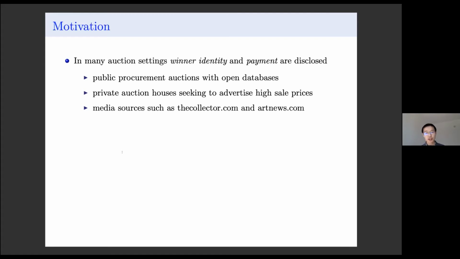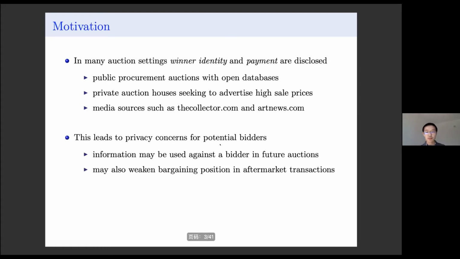In some of these situations, the winner identity may not be disclosed by the auction house, but oftentimes, such as in art auctions, the identity of the winner will somehow find its way to the media. So there are certain professional websites, such as the ones listed here, that make reports on past auction outcomes. Now, of course, this kind of disclosure facilitates the transparency of the auction and can prevent potential corruption.